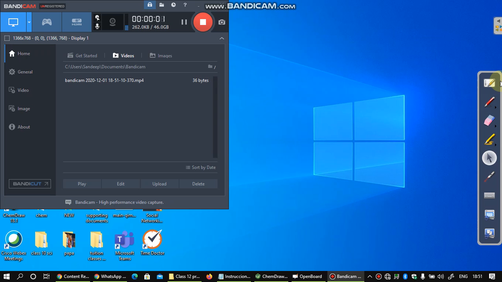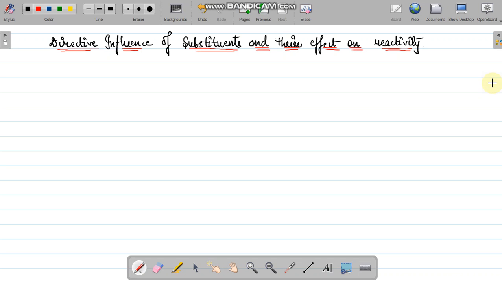Hello students. Today we are going to start with the topic directive influence of substituents and their effect on reactivity. This is the last topic of Unit 13, hydrocarbons. Already in the unit we have learned that your benzene ring has 6 hydrogens, and all 6 hydrogens are equivalent.